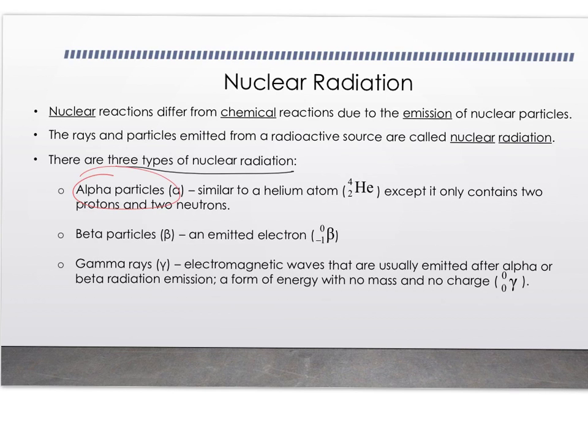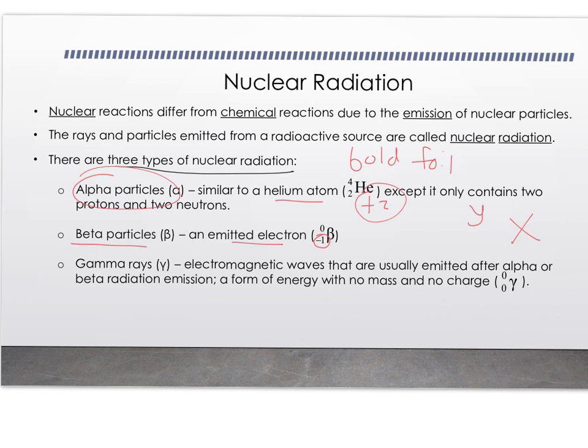You may recall an alpha particle from the gold foil experiment with Rutherford, because he shot alpha particles. They're similar to a helium atom, except that it only contains 2 protons and 2 neutrons. So this particle has an overall positive 2 charge. On the other hand, beta particles are an emitted electron, and if you know that electrons are negatively charged, you have that -1 on the bottom left-hand corner.